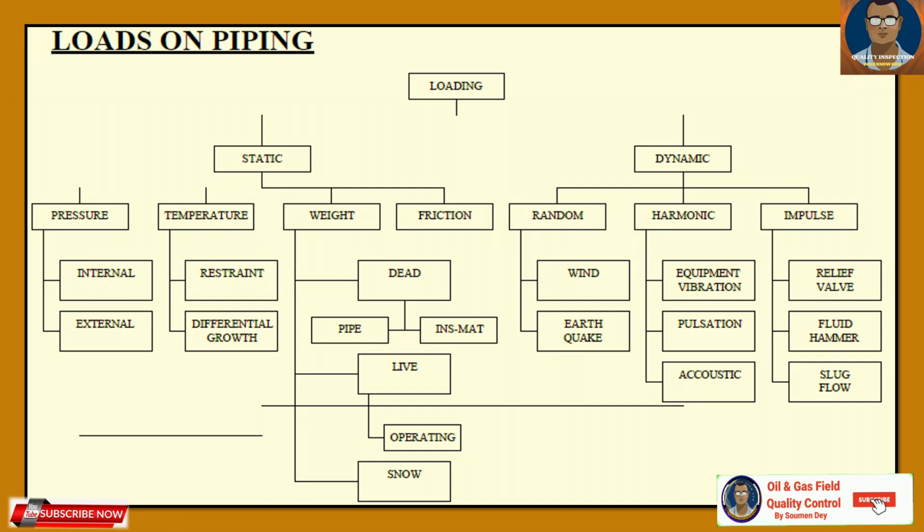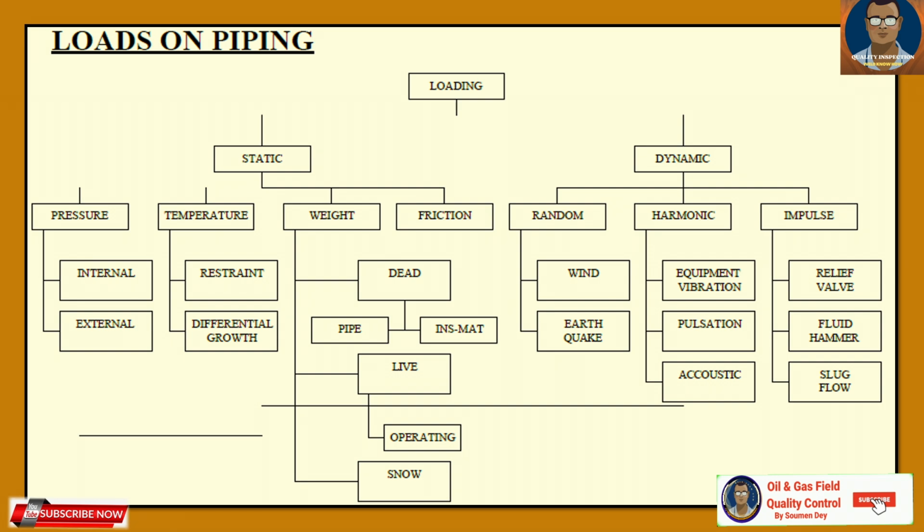It can be dead load, the pipe and the material inside, then live load, operating load, and maybe snow. In a cold country, there might be snow over the piping system, so that load also needs to be considered in cold countries. And there can be a static load due to friction. Dynamic load can be random, harmonic or impulsive.